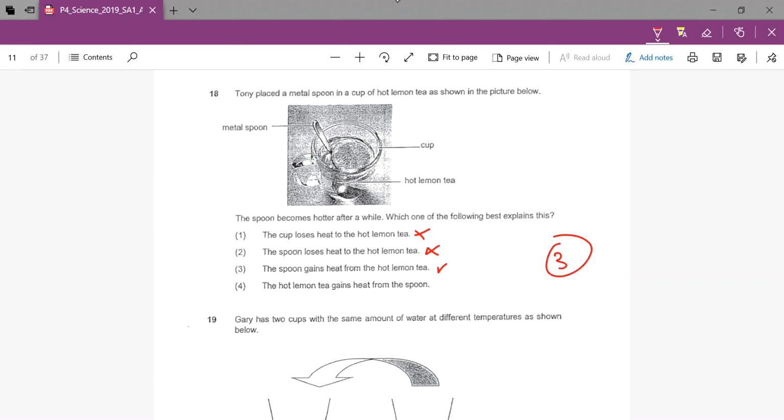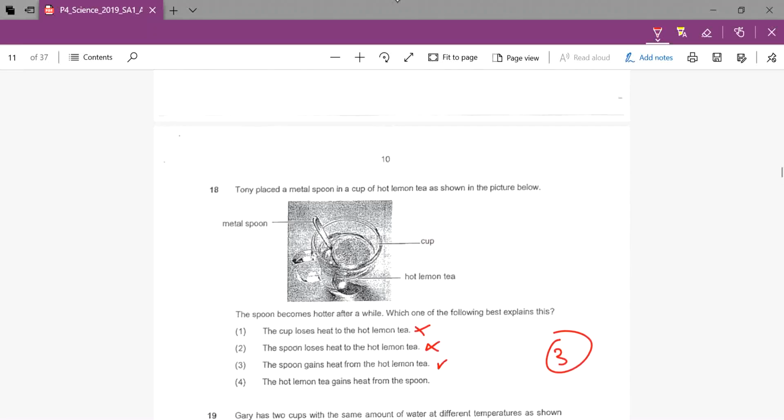So number 3 is correct, right? The spoon gains heat from the hot lemon tea. Number 4 is also wrong because the hot lemon tea loses heat.